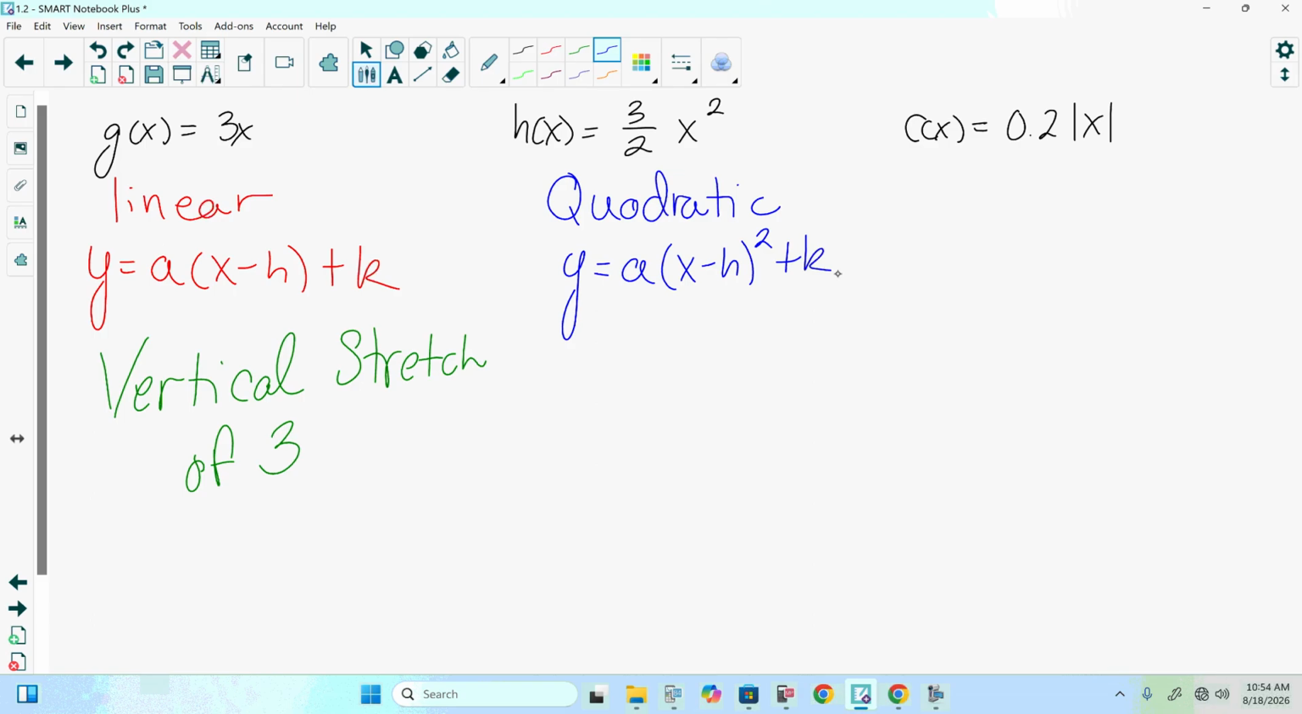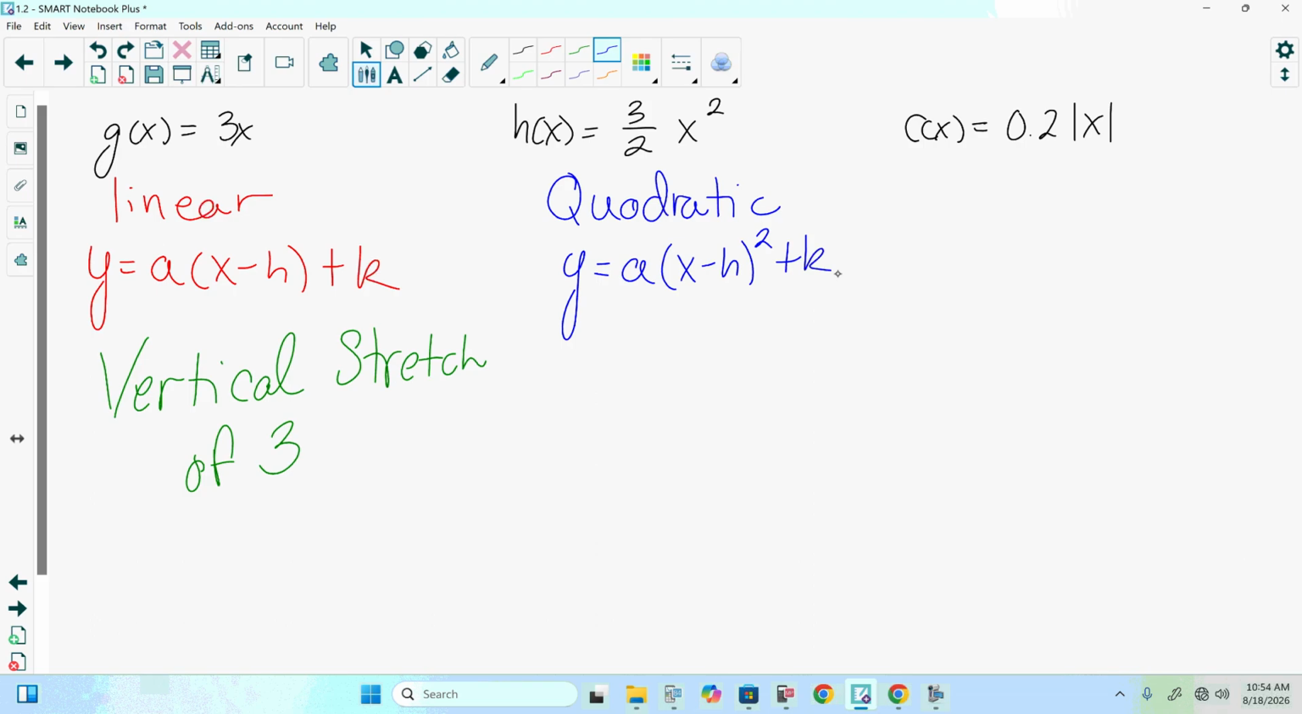Do we have a horizontal translation? Do we have a value for h, moving left or right? Do we have a vertical translation? Is it moving up or down? Nope, no value for k. Do we have a value for a? Yes. Is it negative? No, so there is no reflection across the x-axis.